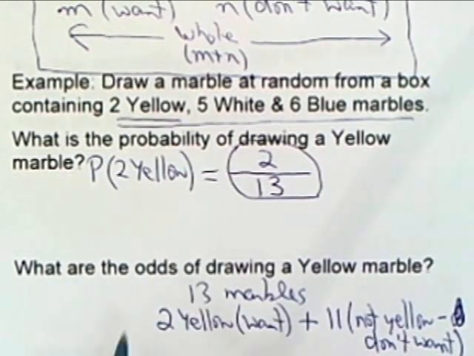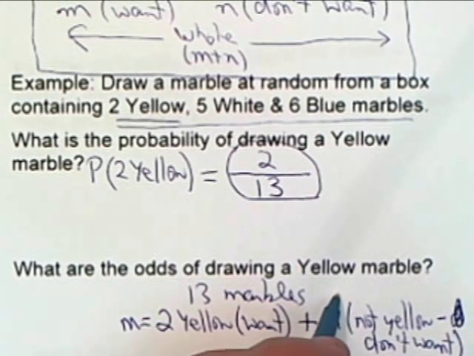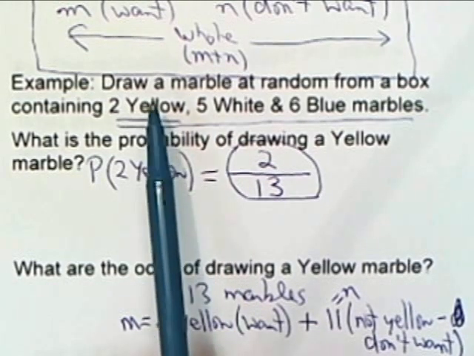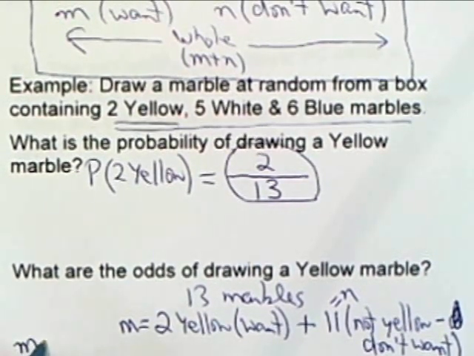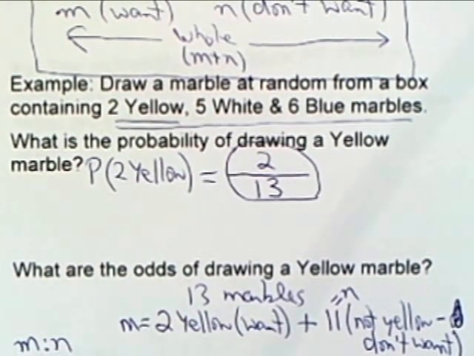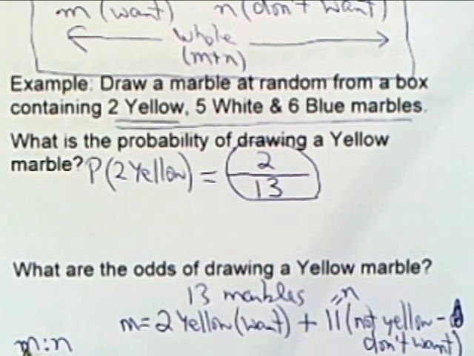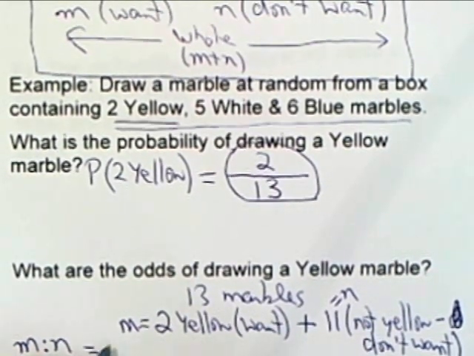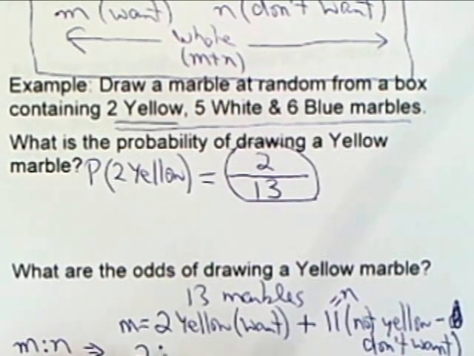So according to this, the things you want are represented by m, and the things that you don't want are represented by n. And the odds are m to n. And like I said earlier, you can write it with a colon, or you can actually write the word to, or you can write it as a fraction, m over n. But I'll write it m colon n. And that would be, in this case, 2 to 11.